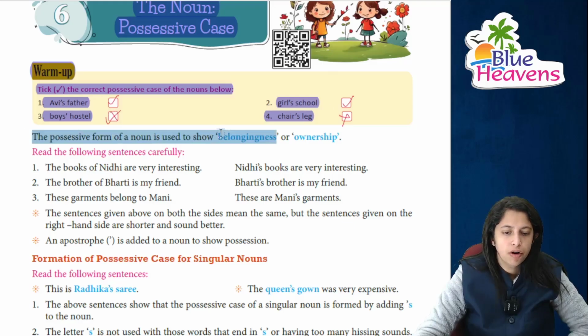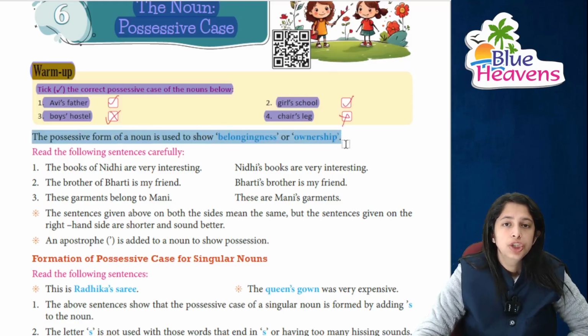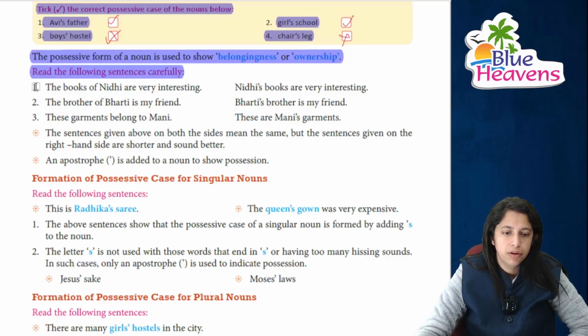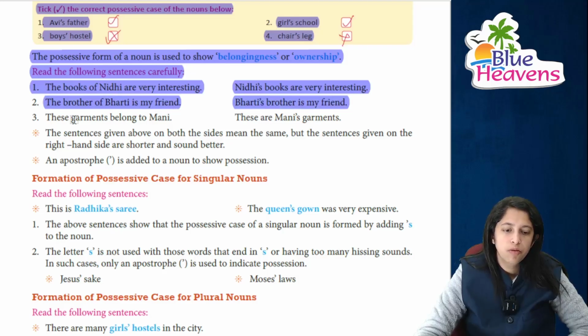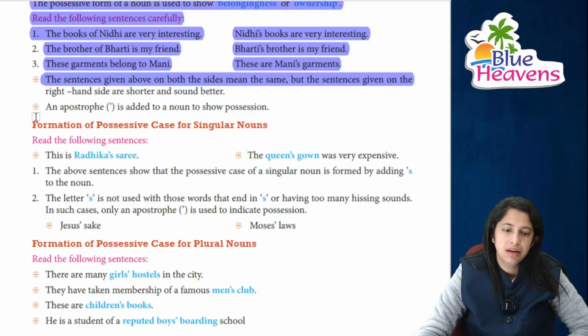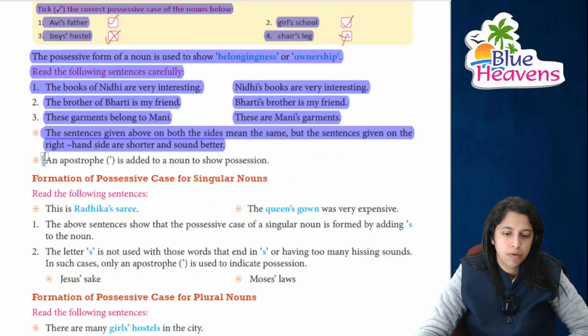The possessive form of a noun basically shows the belongingness and ownership. You have to read the following sentences carefully. The books of Nidhi, they are very interesting. Nidhi's books are very interesting, right? The brother of Bharti is my friend. Bharti's brother is my friend. These garments belong to Money. These are Money's garments, right? So the sentences given above on both the sides mean the same, but the sentences on the right-hand side are shorter and of course they sound better. So apostrophe is used to show the possessive case.